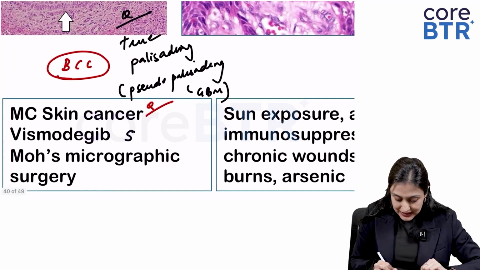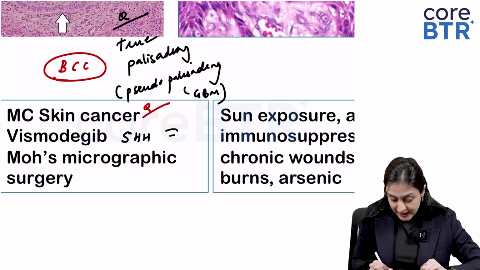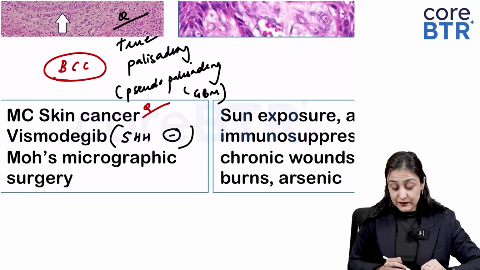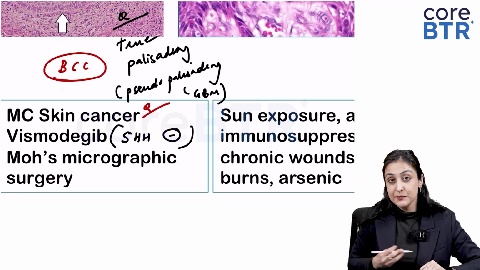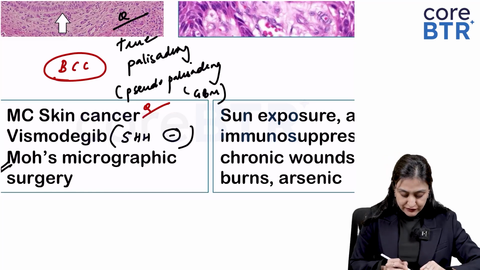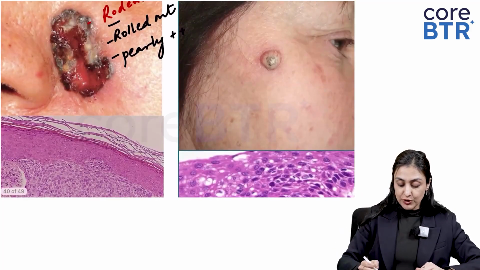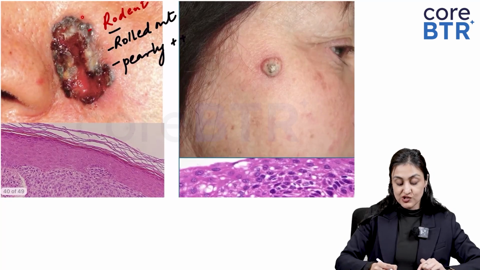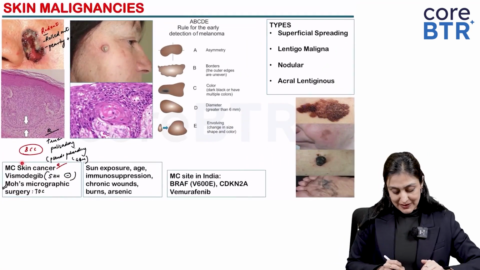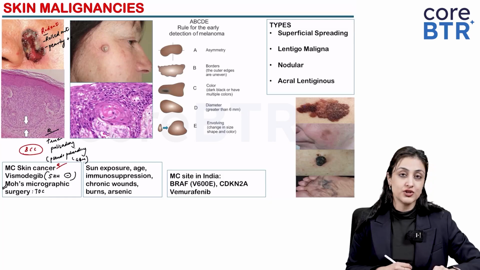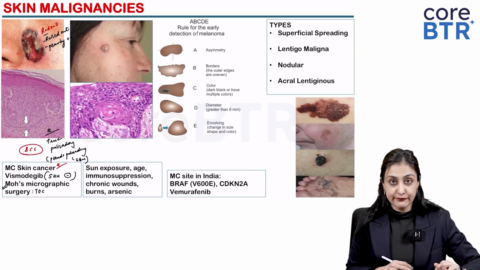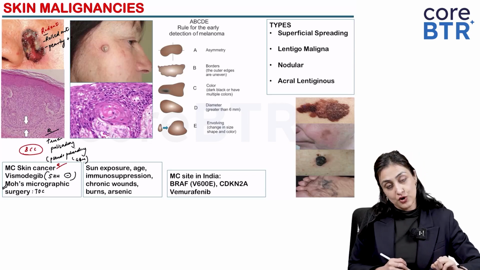Basal cell carcinoma is associated with sonic hedgehog mutation. So you can give these inhibitors called vismodegib, a new drug, and the treatment of choice is Mohs micrographic surgery, where you need not do a wide local excision. You can just remove this lesion, right? So basal cell carcinoma does not really show metastasis or lymph node involvement. Okay, so this is a very good prognosis.